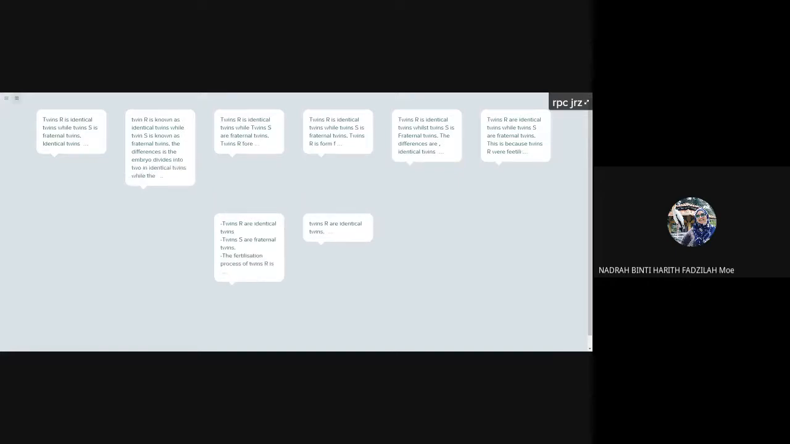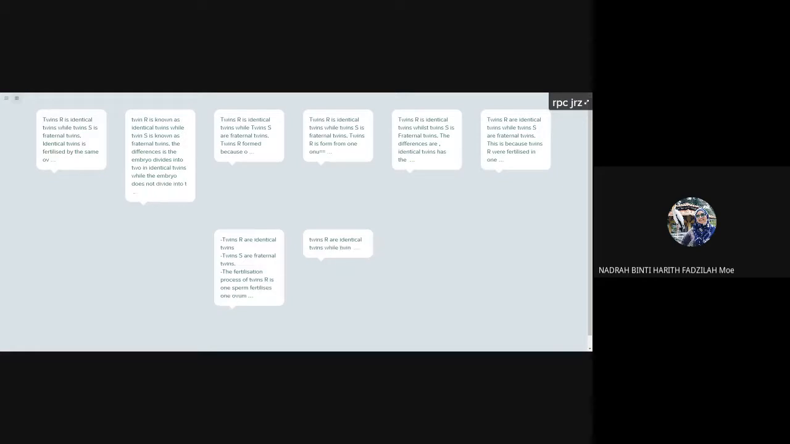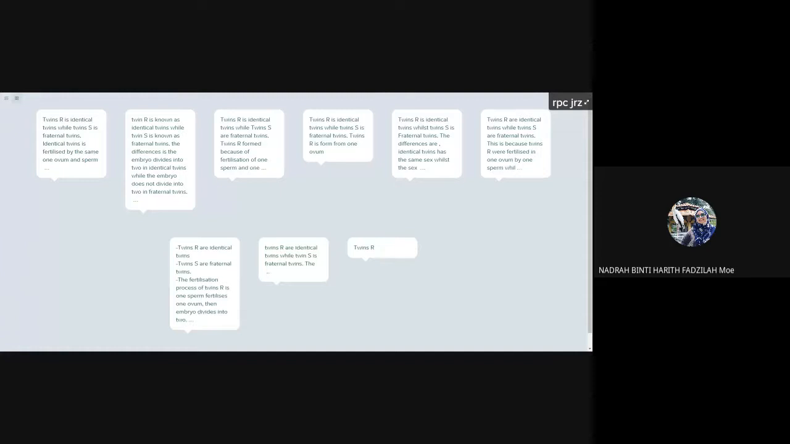Okay, good. R is identical, S is fraternal twins. Good job. Okay. Oh, cantik cara Alia sambung tu ya. This is because. Macam explain difference. Tak apa, boleh teruskan.